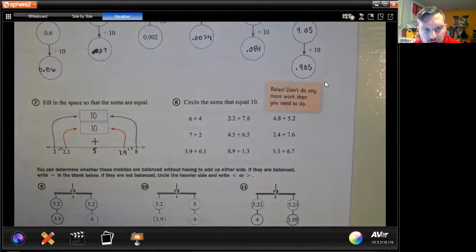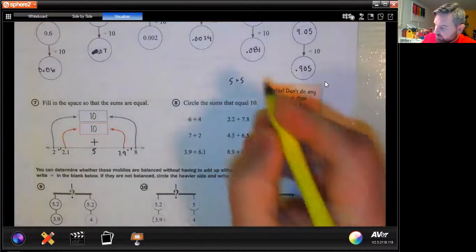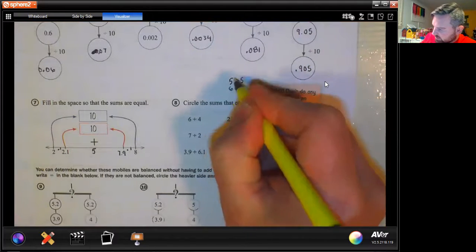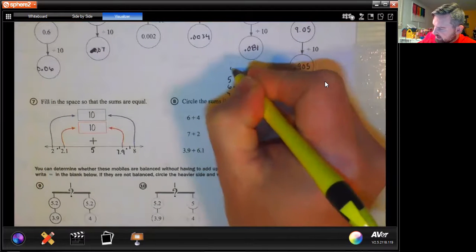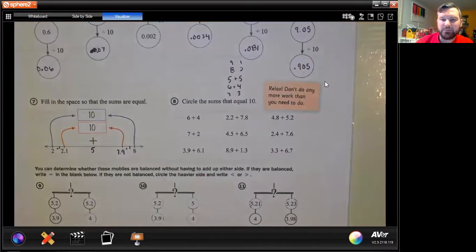Okay, so on 8, circle the sums that equal 10. It says relax, don't do anything more than you need to. So basically you could go through and add all those numbers, but you know, a couple things add up to 10. You should know that 5 and 5 add up to 10. You should know that 6 and 4 add to 10. We could go 7 and 3, 8 and 2, 9 and 1. So you should know that those add up to 10.